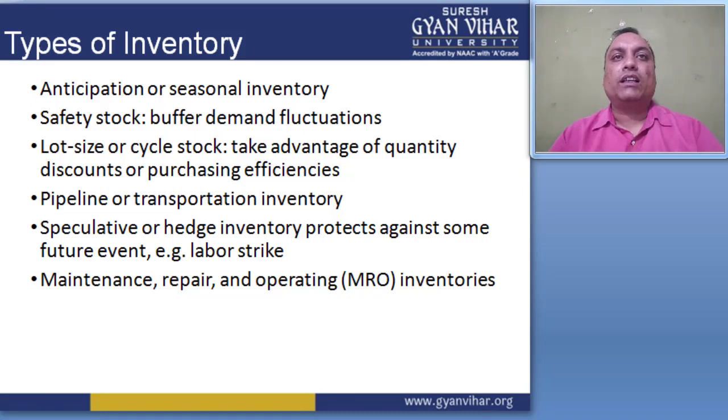This is one type of warehouse inventory, and it takes advantage of quantity discounts or purchasing efficiencies. And next is pipeline or transportation inventory. Pipeline or transportation inventory and speculative or hedged inventory protect against some future event, for example a labor strike. And the last thing is maintenance, repair and operating MRO inventory. This is the last thing of inventory. So these are the different kinds of inventory related to this EOQ analysis, right?